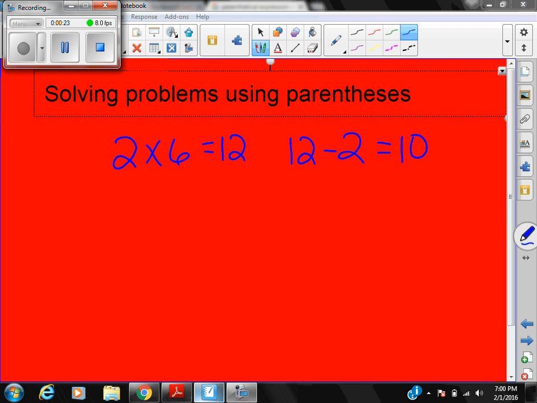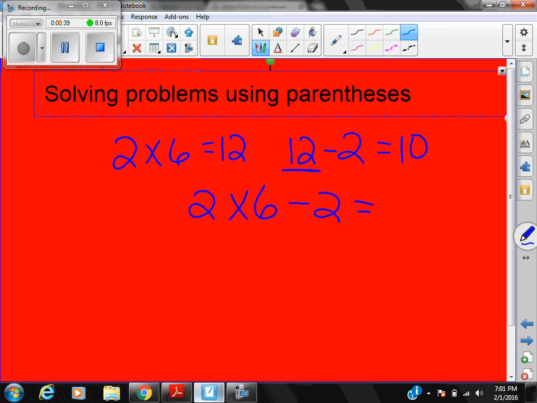Since I know that 2 times 6 equals 12, and I'm starting my new equation with 12, I could start this sentence by saying 2 times 6, which is 12, minus 2, and write it out as one equation, letting the problem solver know that I want to solve what's in the parentheses first.